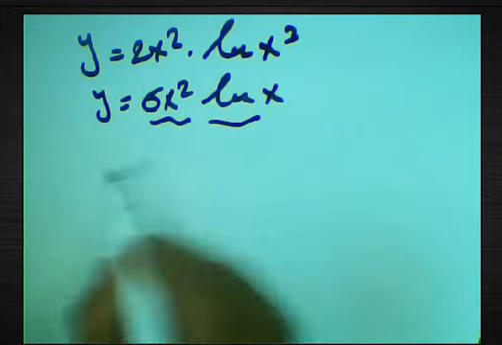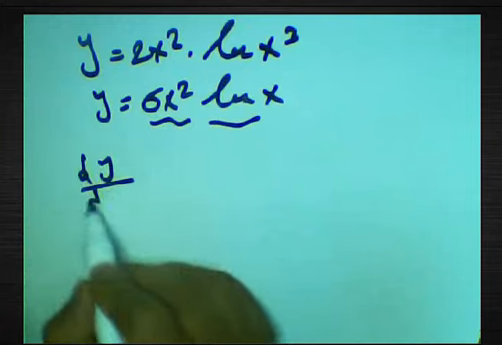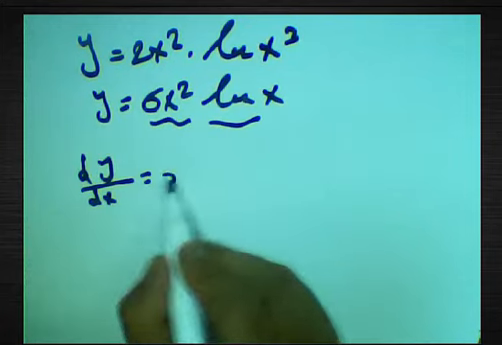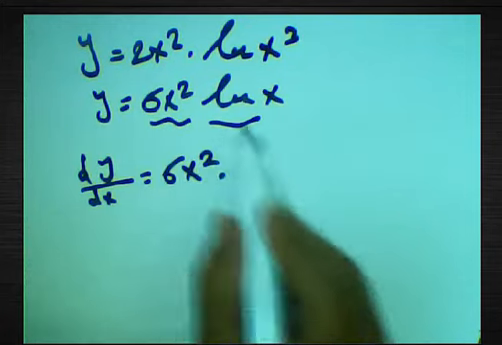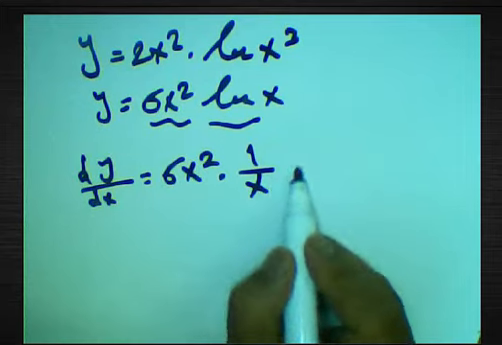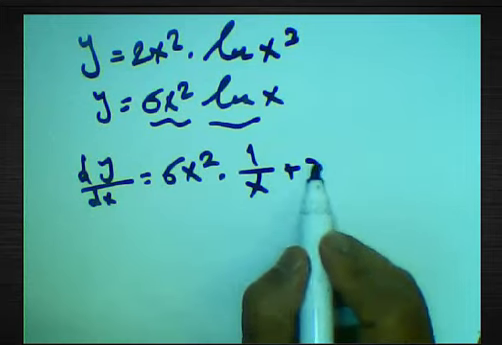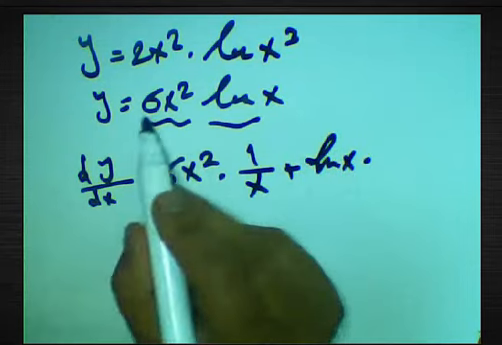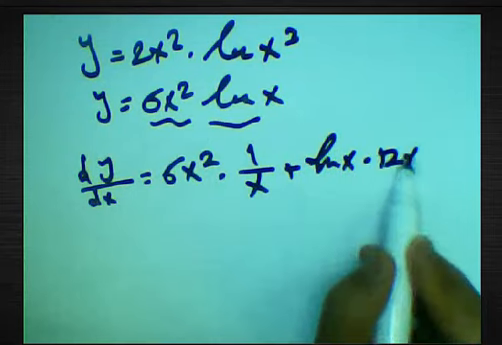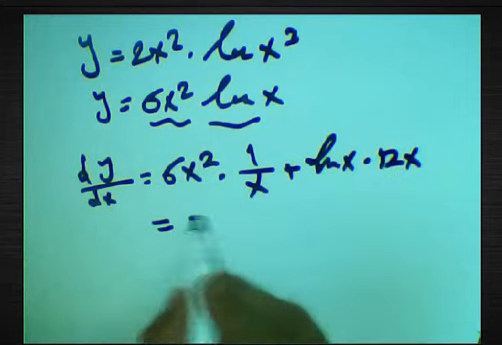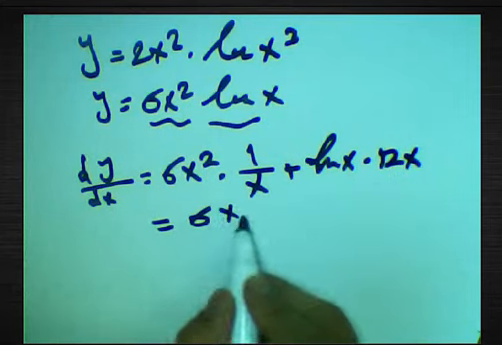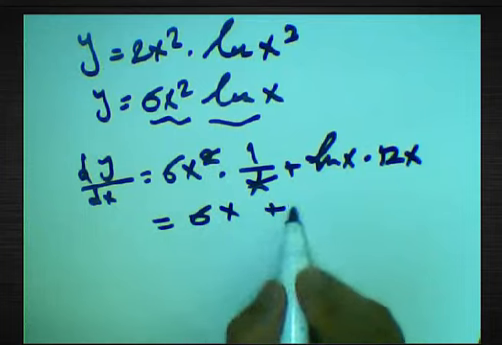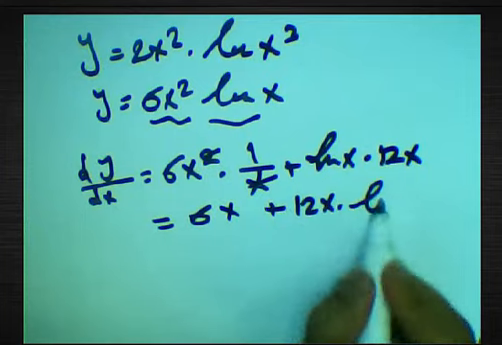And then we have two functions. We can write dy by dx: first here multiplication by ln of x, 1 over x, plus then ln of x multiplication by the derivative of 6x power 2, 12x. The result will be 6x plus 12x multiplication by ln of x.